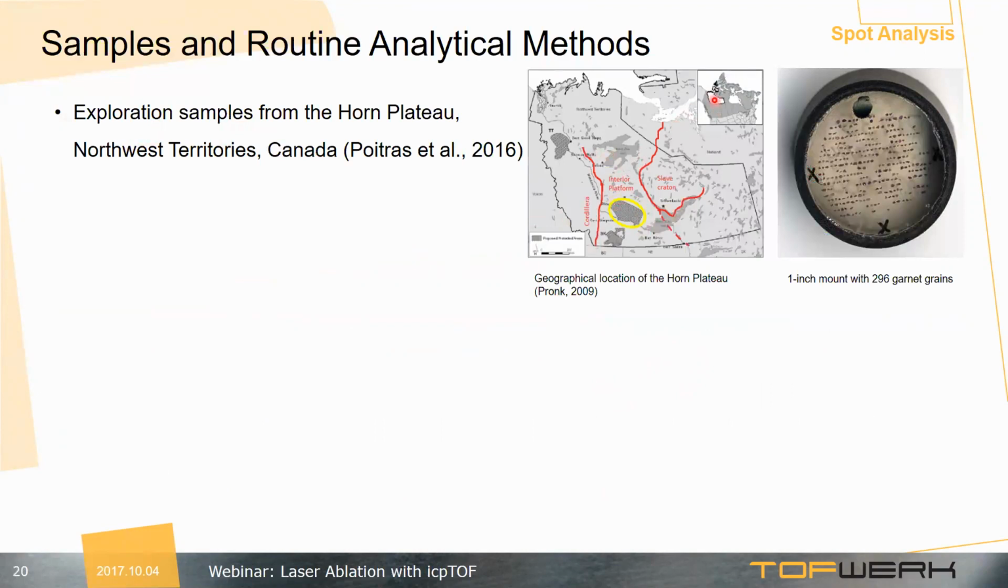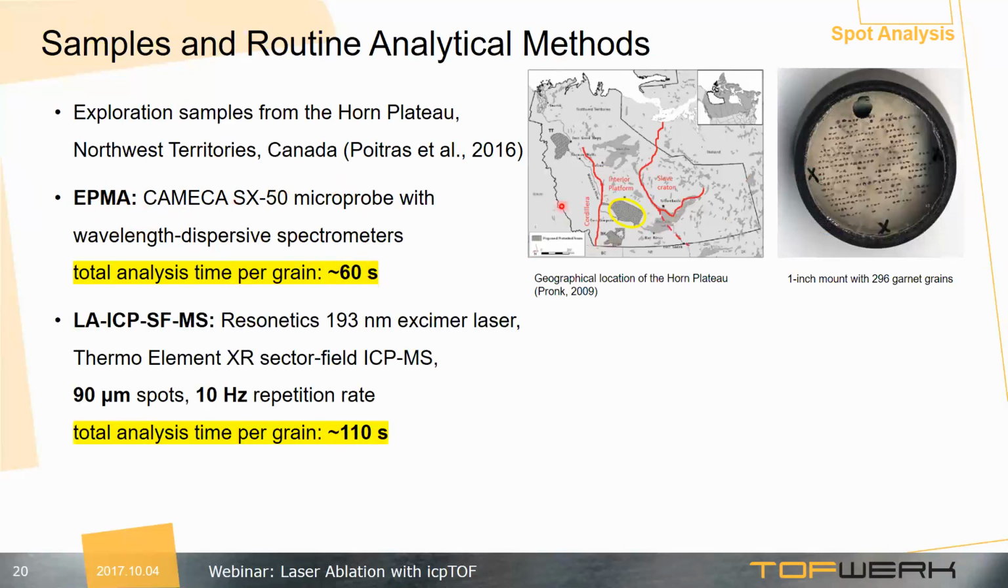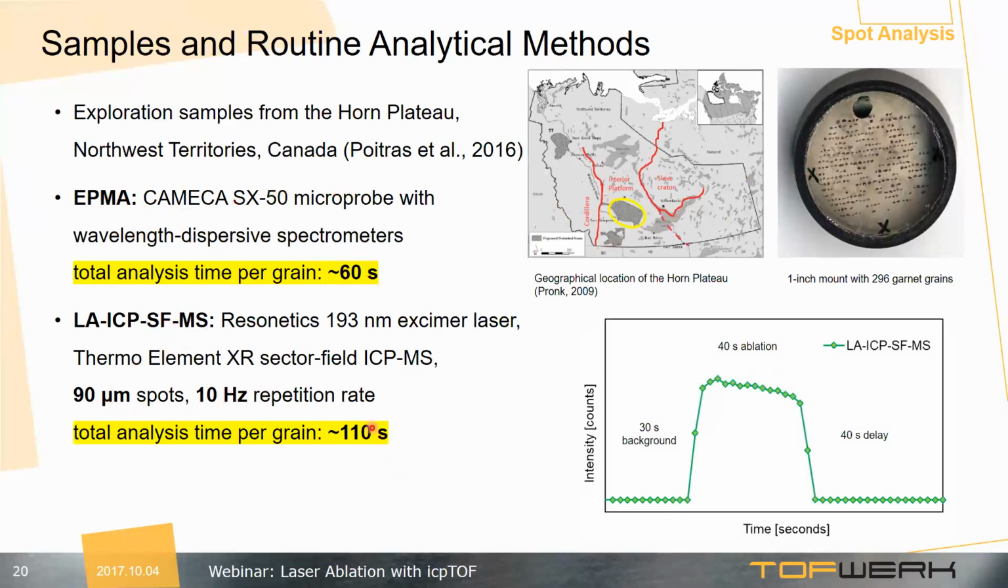They mounted the garnet grains in these epoxy pucks that were then polished and carbon coated so that they could, again, use the electron microprobe. EPMA was used to get the major and minor elements, and this already took about 1 minute per grain. Then, in order to get at the trace elements, they did routine laser ICP-MS. In this case, they used a sector field mass spectrometer. They used 90 micron spots and a repetition rate of 10 Hertz, so that the analysis took almost 2 minutes.